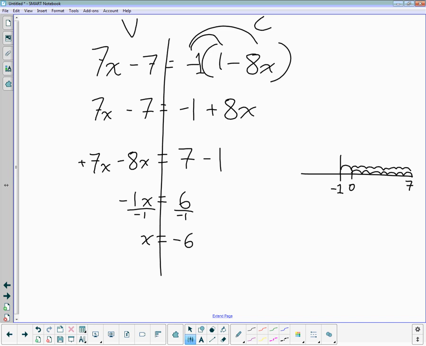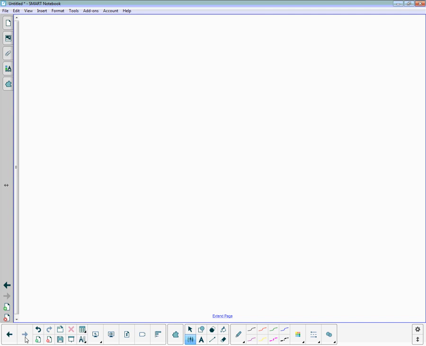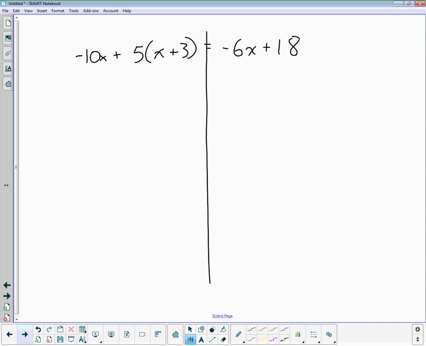A little bit more fangs and teeth, right? Okay. Great. Now what? We can distribute. Well, negative 10x.